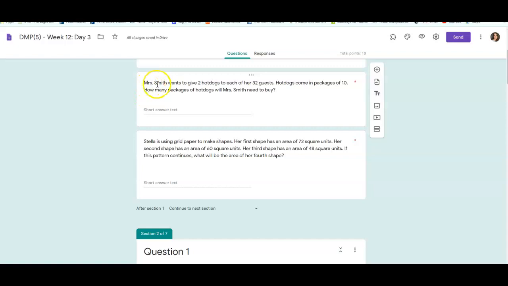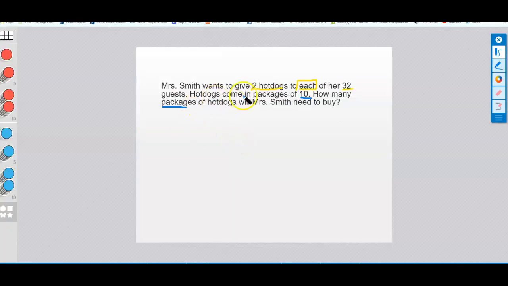Number 1. Mrs. Smith wants to give 2 hot dogs to each of her 32 guests. Hot dogs come in packages of 10. How many packages of hot dogs will Mrs. Smith need to buy? So let's reread that. We know that Mrs. Smith wants to give 2 hot dogs to each of her 32 guests.